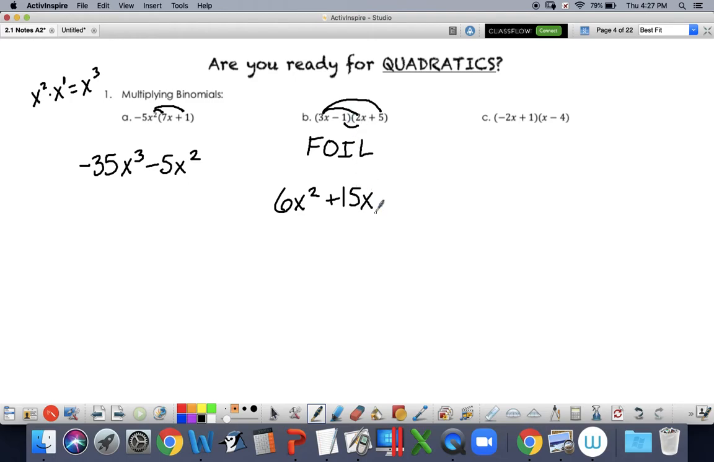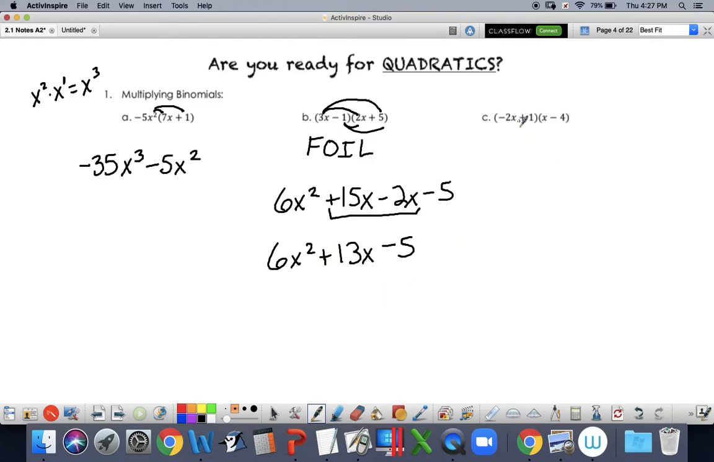Multiply negative 1 times 2x, minus 2x. And lastly, negative 1 times 5, minus 5. Now I'm not done. I've got to go back and see, are there any like terms that I can combine together? I see I have these 2 terms that are common. They both are x's. So I can simplify this down to 6x squared plus 13x minus 5.